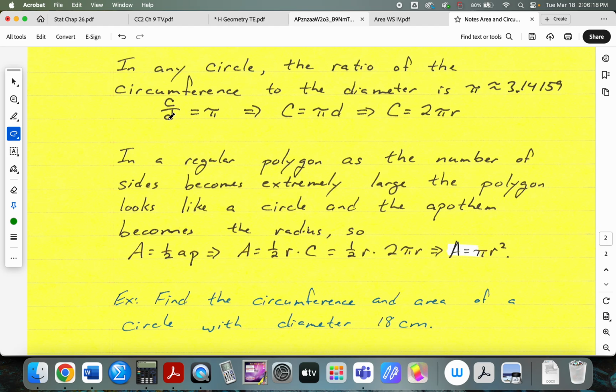So that means circumference divided by diameter is equal to pi. So if you multiply both sides of this by the diameter, circumference is equal to pi times the diameter, or you may have learned it as circumference is 2 times pi times the radius. It doesn't matter which one of those two formulas you know, but you've got to know one of them.